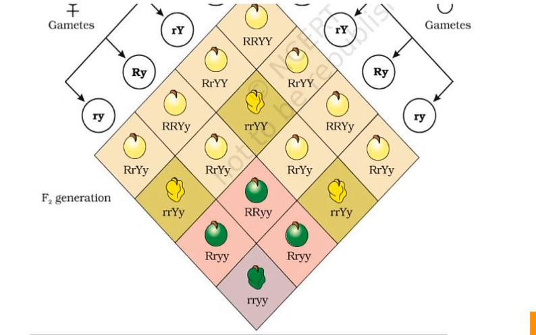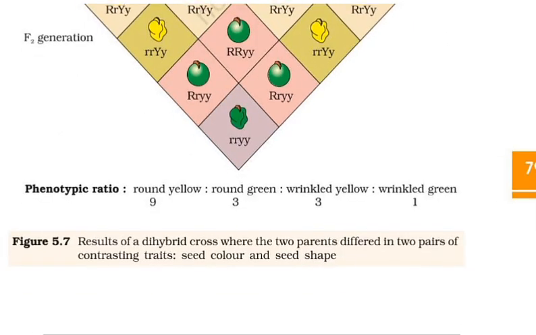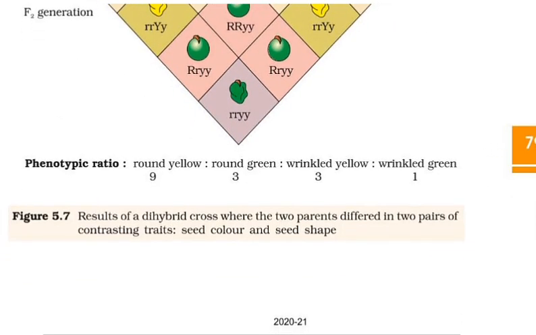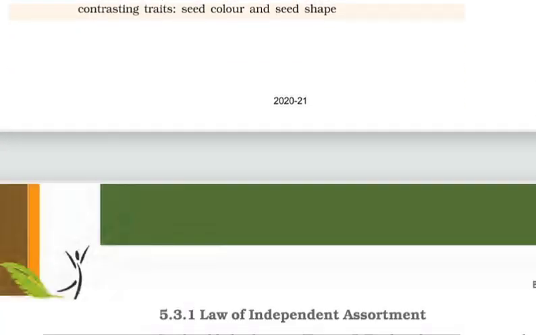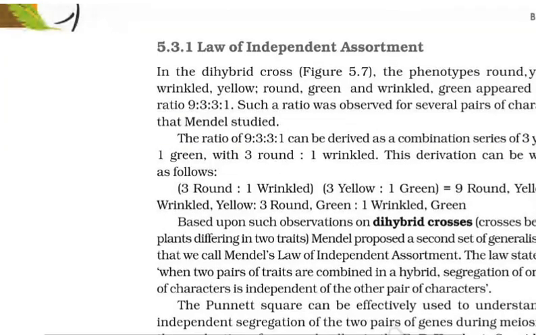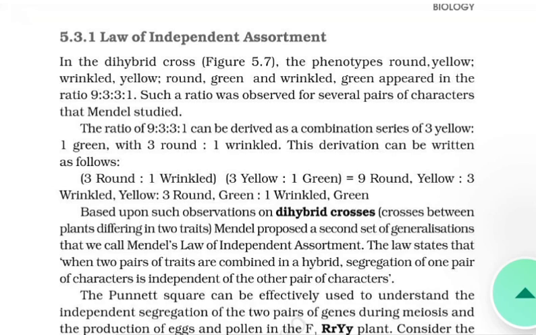The genotype of the parent then can be written as capital R, capital R, capital Y, capital Y, and small r, small r, small y, small y. The cross between the two plants can be written down as in figure 4.7, showing the genotype of the parent plants. The gametes capital R, capital Y, and small r, small y unite on fertilization to produce the F1 hybrid capital R, small r, capital Y, small y.